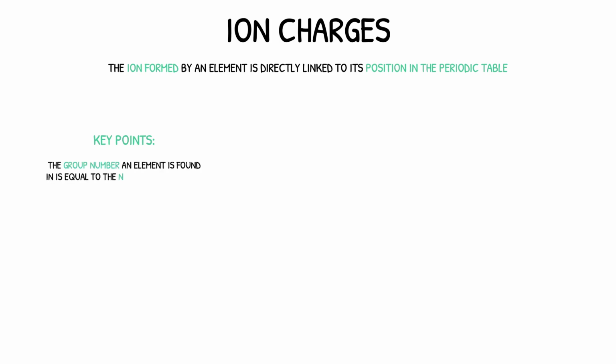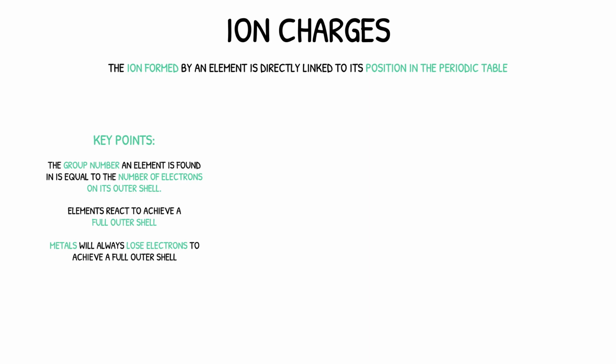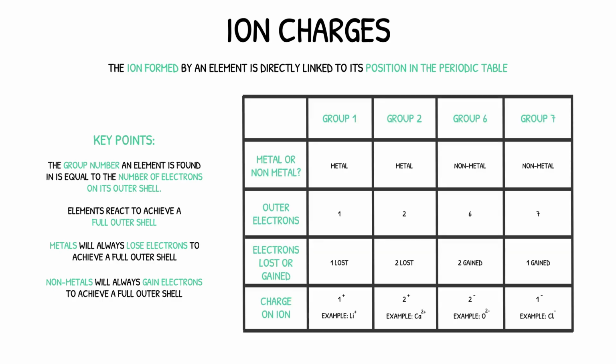The group number an element is found in is equal to the number of electrons on its outer shell. When elements react, they are trying to achieve a full outer shell. Metals will always lose their electrons when they react, and non-metals will always gain electrons when they react. Now that we have refreshed our knowledge, this table should be easy to decipher.